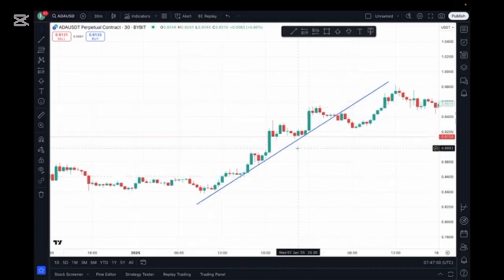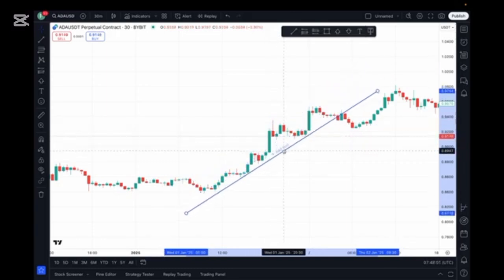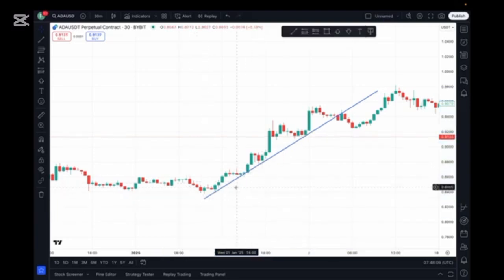Don't forget I said uptrend is when you have higher highs and higher lows. And I said when you are drawing your uptrend, it must be at the bottom of the candlestick, not at the top. So not at the top right here, at the bottom right here. That's where your uptrend line should be. I hope you understand. So let me make it shorter so you can see it. So that's where your uptrend line should be.